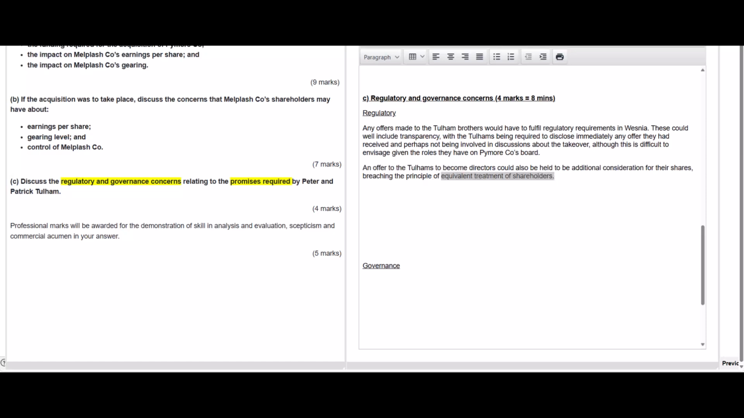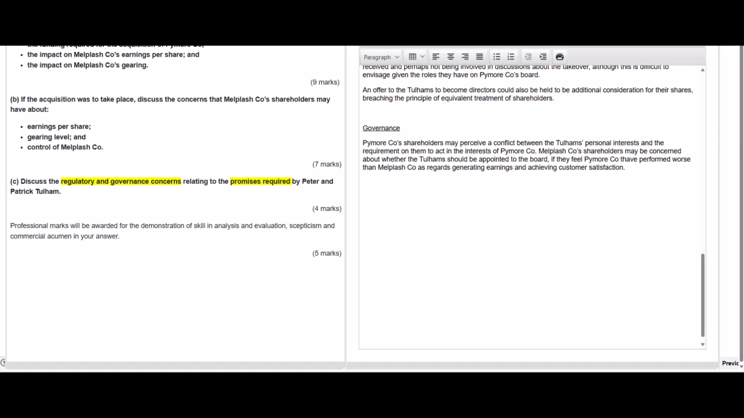And then another key part of takeover regulation is the equal treatment of shareholders in general. So if we did say to them they can become directors, that may be additional consideration for their shares. So that wouldn't be fair. So we've got to be very careful about that as well. So a couple of points we can mention around regulation. And then moving on to governance.